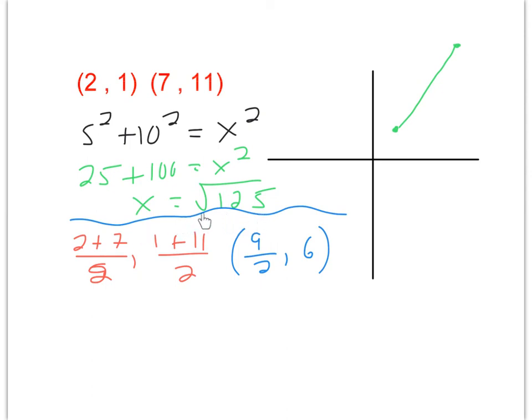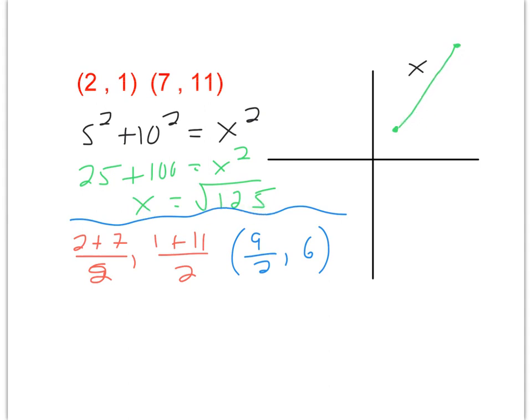So x equals the square root of 125, and I got that by doing the difference of my x's. This distance right here is going to be 5, because 7 minus 2 is 5. I'm going to get this vertical distance, which is 10, by doing 11 minus 1. So 5 squared plus 10 squared is equal to this distance right here, x. Let me write that in. So this is my x. 5 squared plus 10 squared is equal to 25 plus 100. So x equals the square root of 125, and that's my distance.